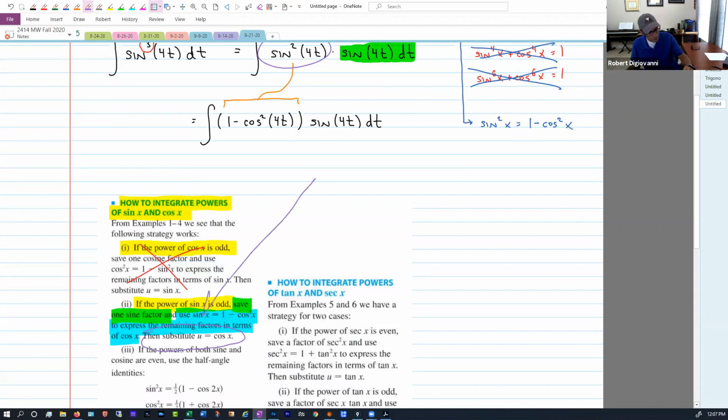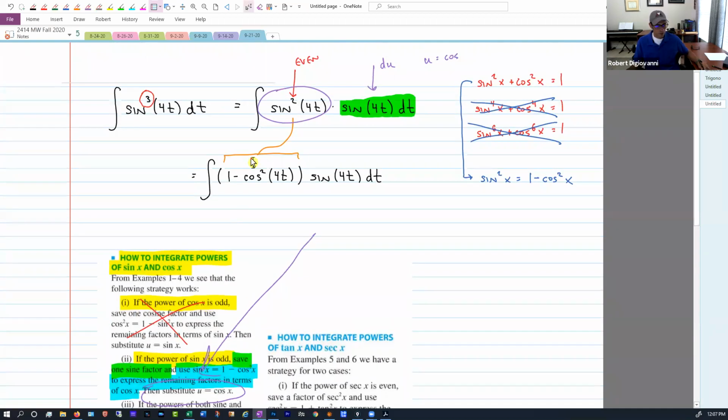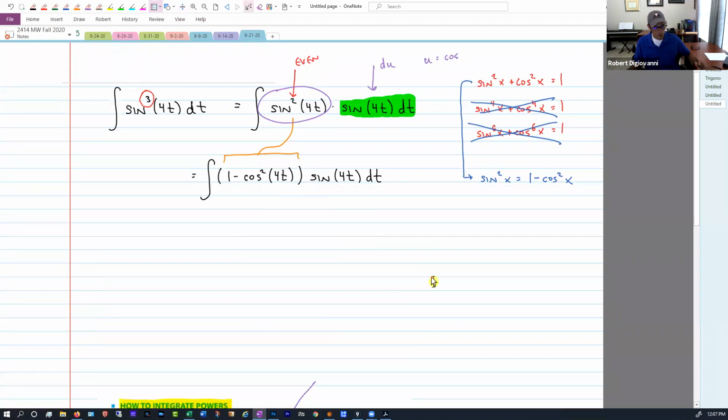Can you all see that step right there? Substitute u is equal to cosine x. That's the last step of the procedure. All right, so I'm going to do that. I'm going to move all this down. Okay, so I've rewritten it, and now here comes my basic u substitution.